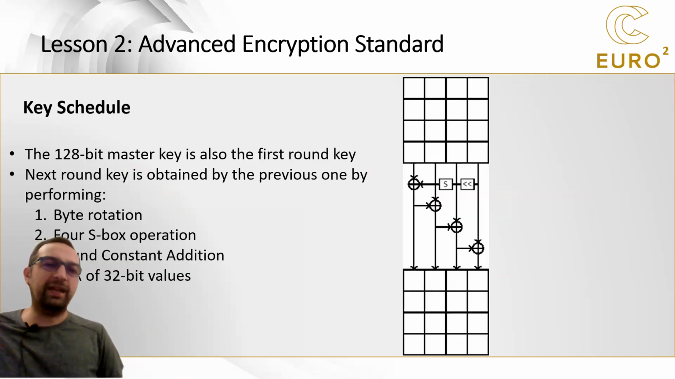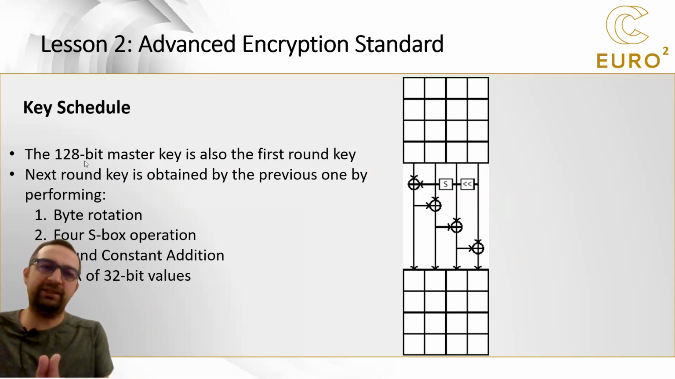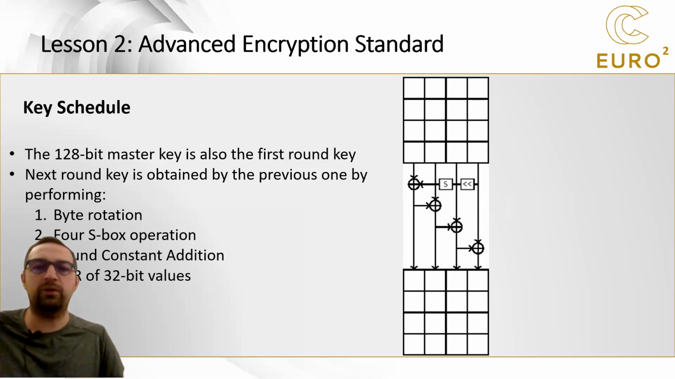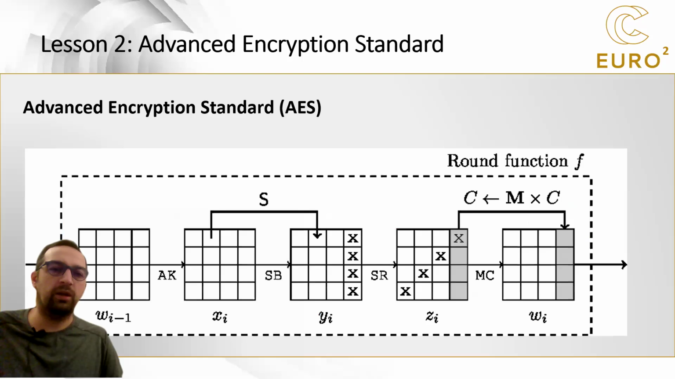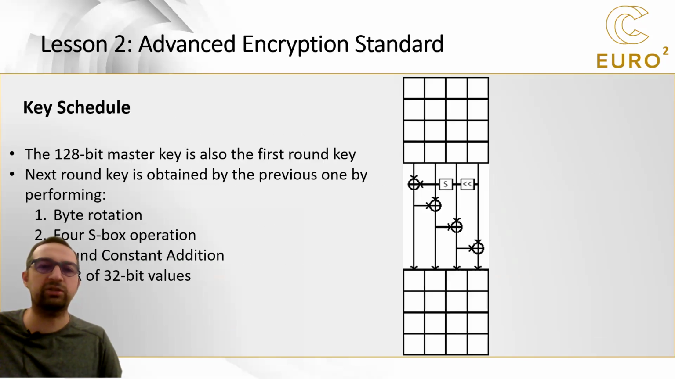The only thing we haven't mentioned is the key schedule. This is the key schedule for the 128-bit version. The 128-bit secret key is actually your first round key. If we go back to the picture, here we XOR the input with our first round key, and this is our master key. But in the next round, we will use another round key, and that round key is calculated from this key schedule algorithm.